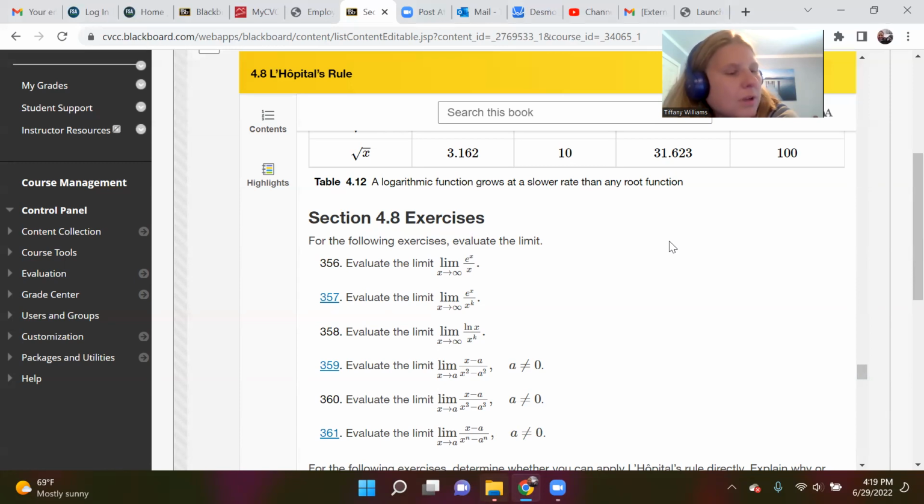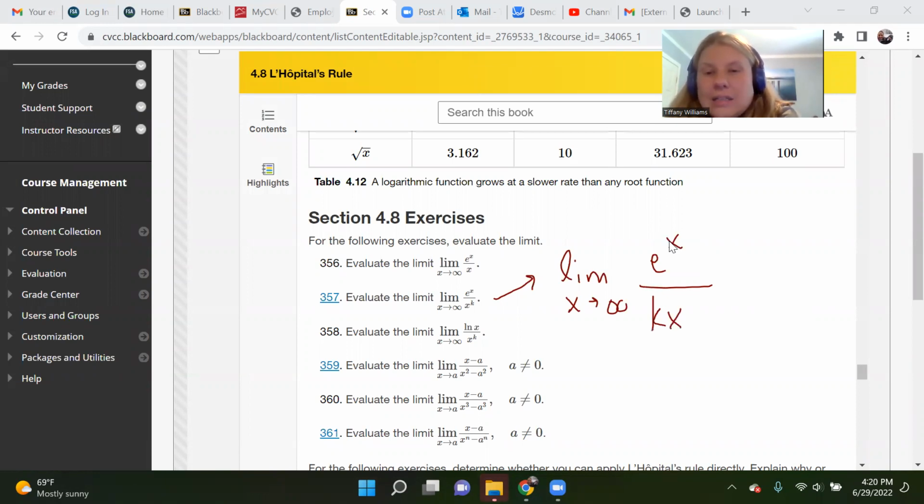So here's what happens really with this one. I'm looking at the end behavior that e to the x happens to be. Now I can try to apply L'Hopital's rule to this. If I do that, meaning I'm going to take the derivative of the top and the bottom. So if I use L'Hopital's, I get the limit as x approaches infinity. Derivative of e to the x is e to the x. The derivative of x to the k is going to be k x to the k minus 1.